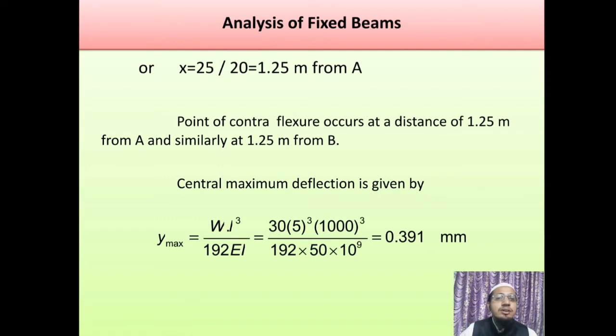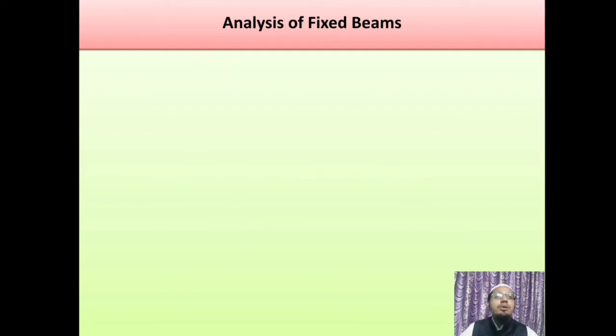For the calculation we used the formula WL cube by 192 EI, in which we simply put in the values of EI, that is flexural rigidity, central point load and span in respective units, and by operating the calculator we got Y max equals 0.391 mm. So similarly, let us solve one more numerical.